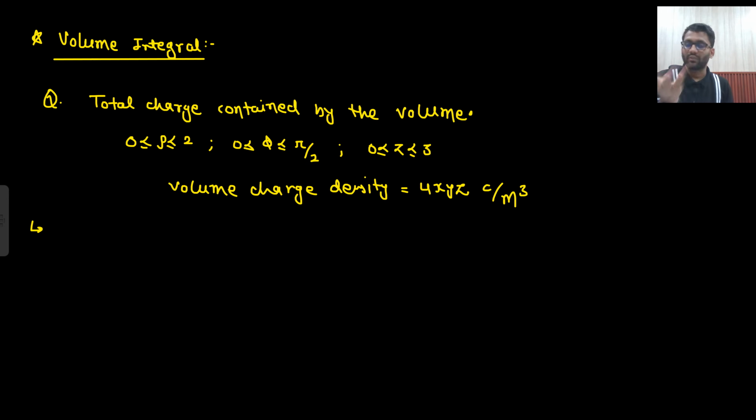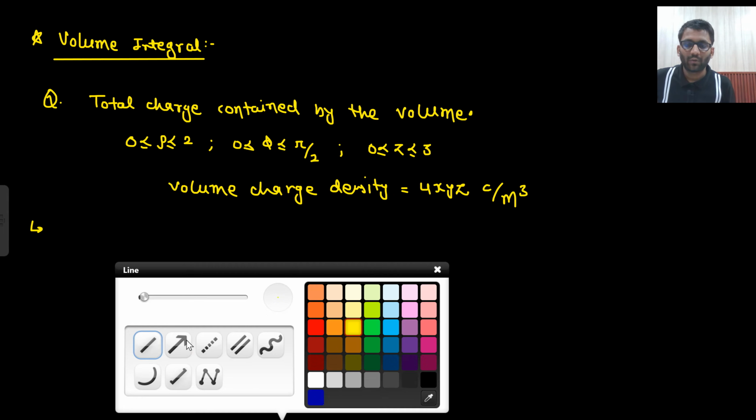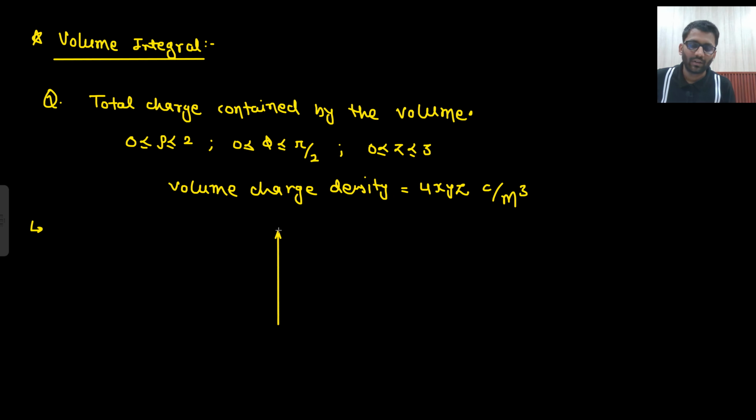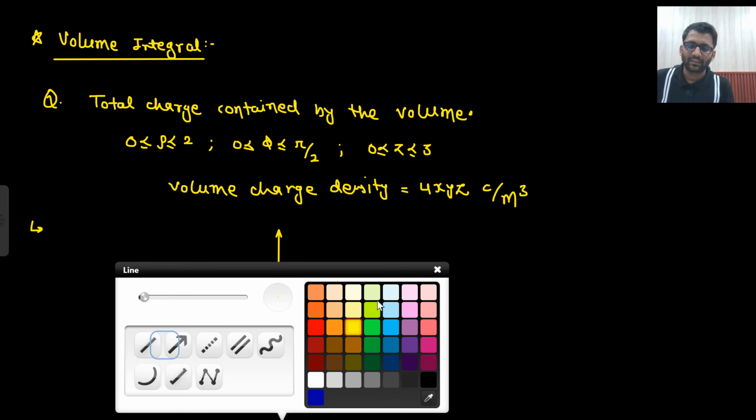Now volume integral. So we will understand this by example only. So the total charge contained by the volume, this is what you need to find. What is this? This is a cylinder. Rho is changing from 0 to 2, phi is changing from 0 to pi by 2, and z is changing from 0 to 3. Did you understand? Phi is only changing from 0 to pi by 2. Did you understand what kind of volume it would be? So only this much phi is changing. So I will try to make the cylinder.